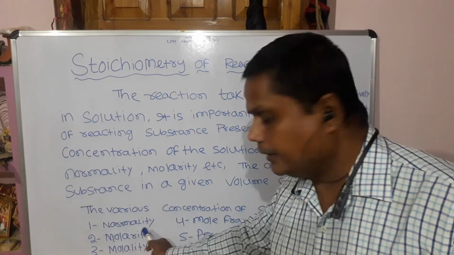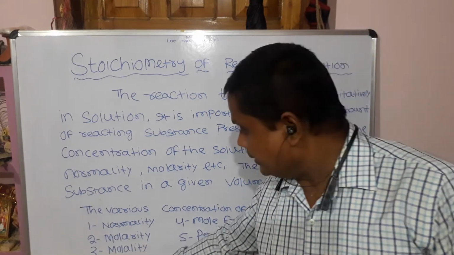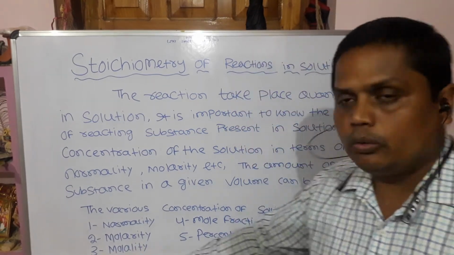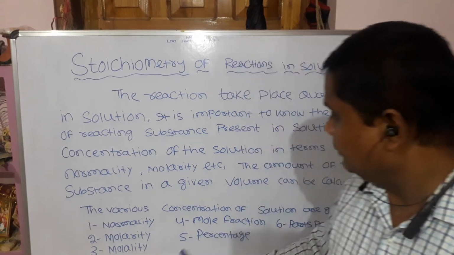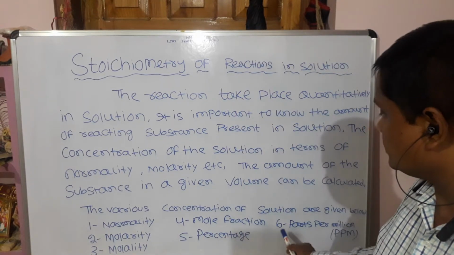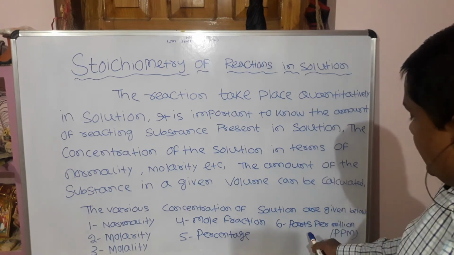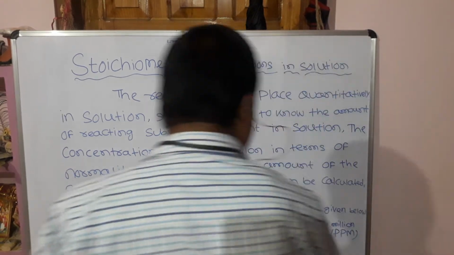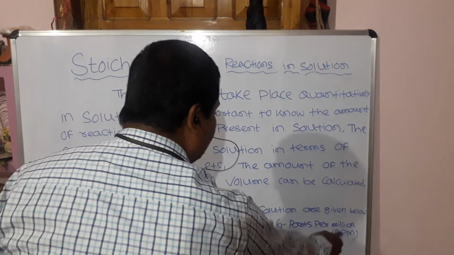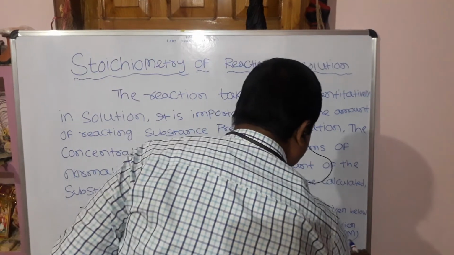One, normality. Second one is molarity. Third one is molality. Fourth one is mole fraction. Fifth, percentage. Sixth, parts per million, ppm.